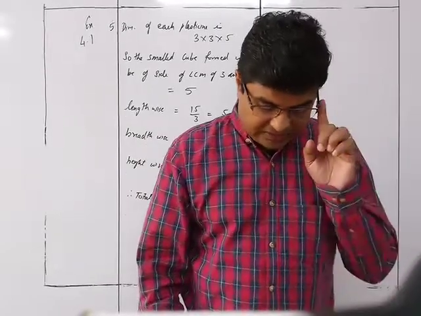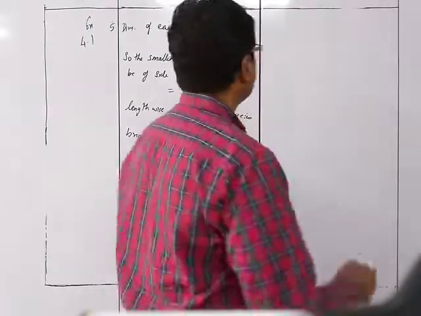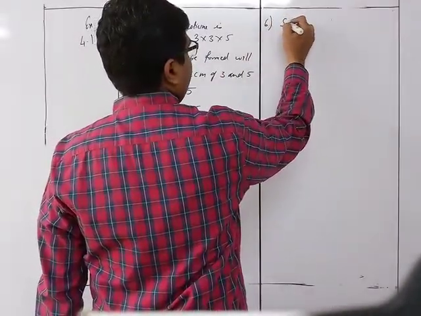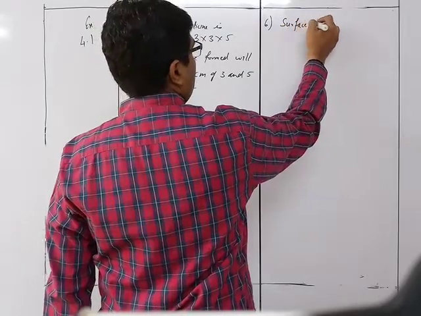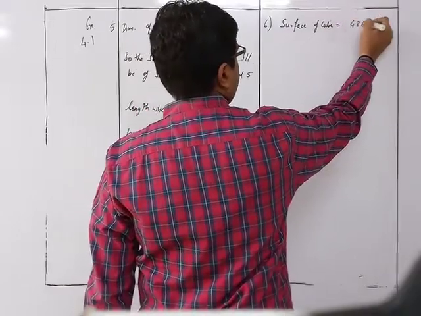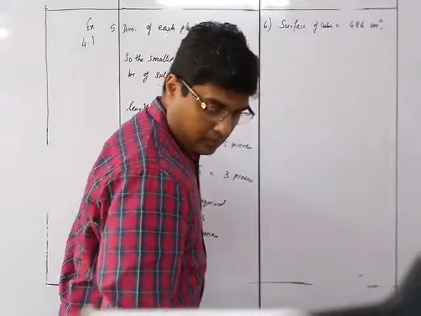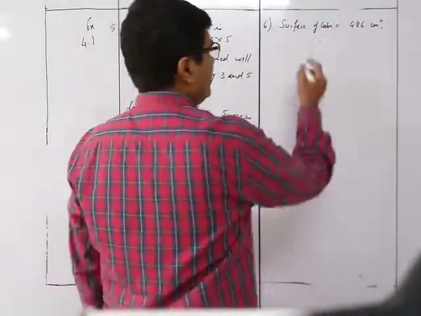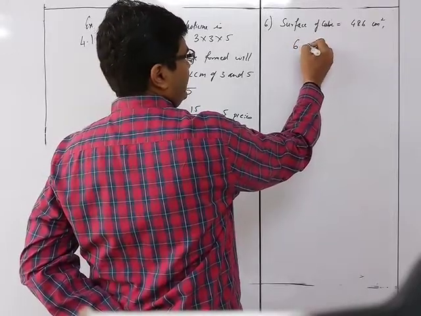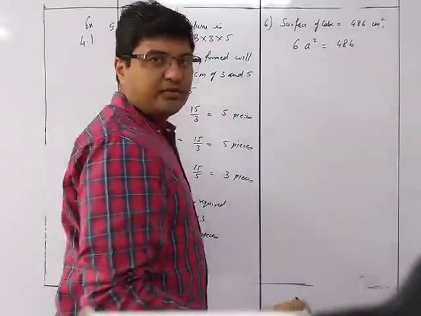Question number 6. Find the volume of a cubical box whose surface area is 486. So we have over here that the surface area of the cube is equal to 486 centimeter square. Okay, it's a cubical box. We know the surface area of a cube is given as 6 into side square. 6a square is equal to 486. It's the formula of the surface area of the cube.